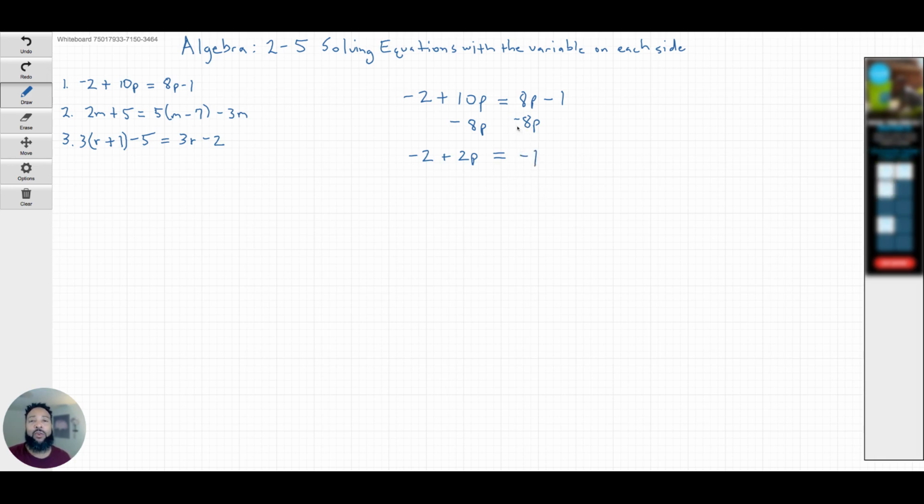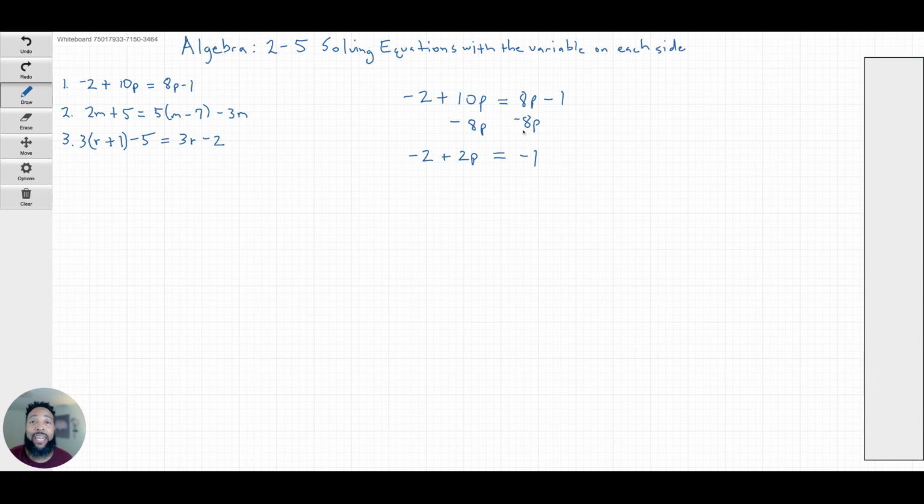So why did I subtract 8p on both sides? Why didn't I subtract 10p on both sides? Well, had I subtracted 10p on both sides, we would have ended up with a negative p. 8p minus 10p would have been negative 2p. We want to make sure that that variable is positive when we solve it. So what we have left is negative 2 plus 2p equals negative 1.